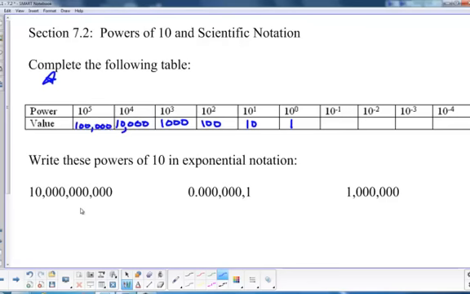That's 100,000. Now, 10 to the negative 1 is 1 over 10, and we can simplify this by writing it as 0.1, because we're going to move into scientific notation, which is decimals. So the next, 10 to the negative 2 is 1 over 100, which is 0.01. 10 to the negative 3 is 1 over 1,000, which is 0.001. And 10 to the negative 4 is 1 over 10,000, which is 0.0001.